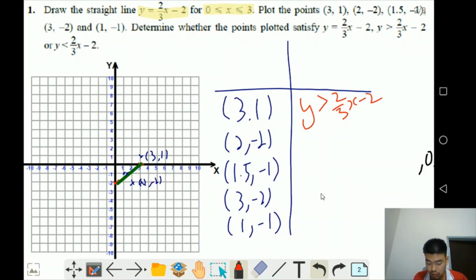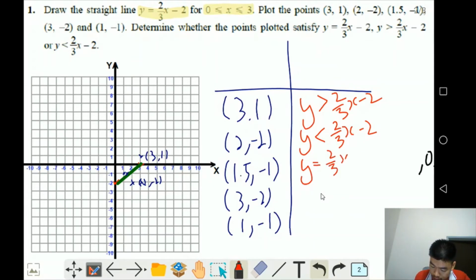See that? So 2, negative 2, where is 2, negative 2? Over here, right? Because it is below the line, it satisfies y less than 2 over 3x negative 2. 1.5, negative 1 is right over here, right? It touched the line, so it satisfies the equation y equals 2 over 3x negative 2.